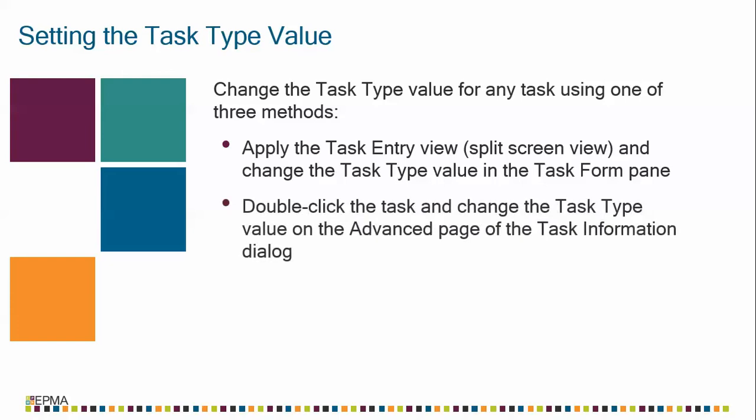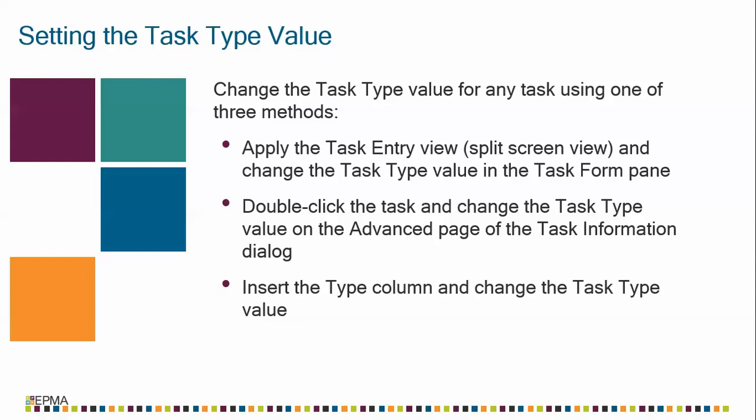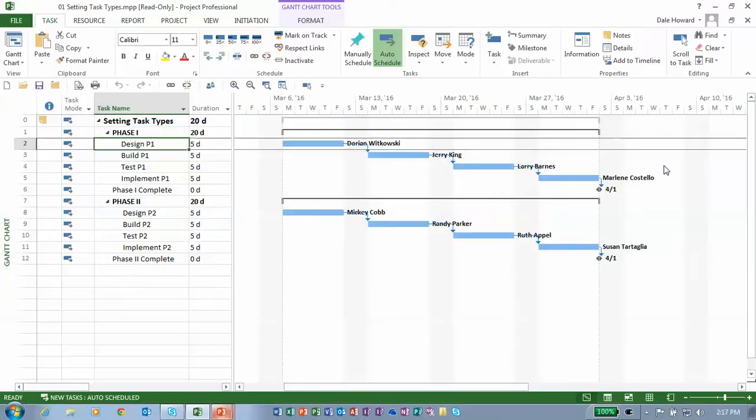Your second choice is to double-click the task, and on the advanced page of the task information dialog, you can change the task type value there. Your third choice is to insert a column. This column's real name is type. Notice it's not task type, it's just called type, and then you can change the type value for any task in the type column. Now let's go ahead and get started hands-on.